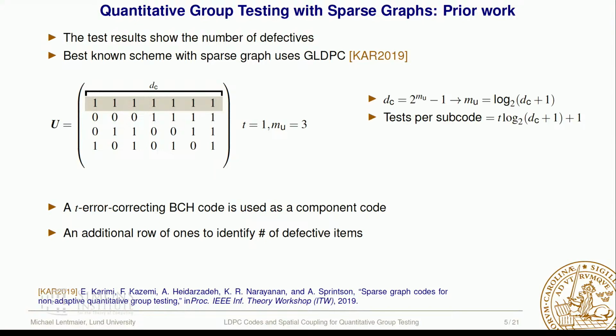What actually turns out is that we can compute the number of tests per subcode that is used here. This is one of these BCH subcodes. It's a Hamming code, actually, with this additional row. And the number of tests is proportional to the number of local errors that you can correct. This is actually a cost that we have here. And the rate can then also be given explicitly for this construction.